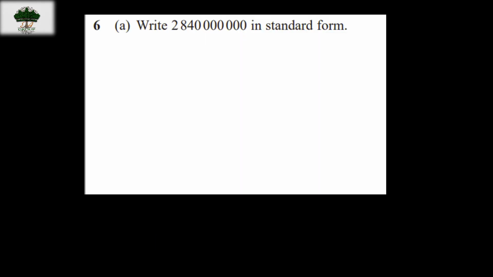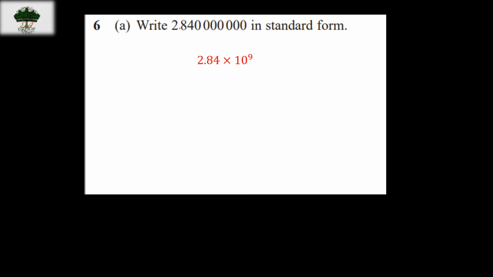Here in question number 6, we have to write this number, 284 followed by all these zeros, in standard form. Actually, this is a very simple question because any number has a decimal point in front of the ones digit. Now, since you want it in standard form, you have to move the decimal point until you reach the last number on the left. You have to put the decimal point in front of the last number on the left. So move it and count 1, 2, 3, 4, 5, 6, 7, 8, 9. So we move it 9 times.